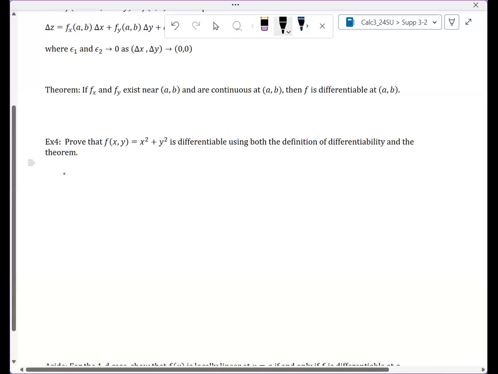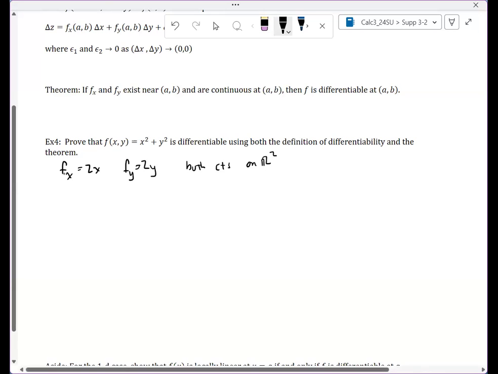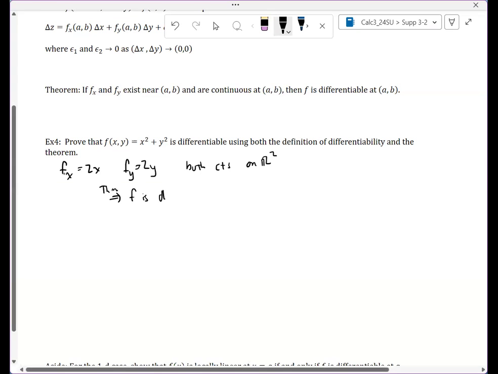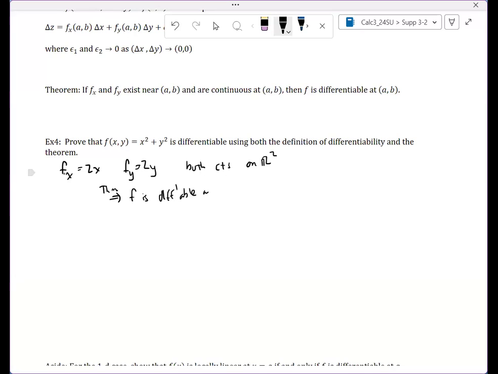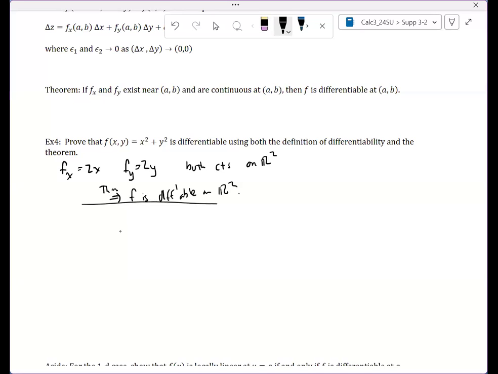Okay, so the theorem is fairly easy to use because in this case, f_x equals 2x, f_y equals 2y. Both partials are continuous on all of R2. So therefore, by our theorem, f is differentiable on R2. Okay, but let's try to show this using the definition of differentiability.